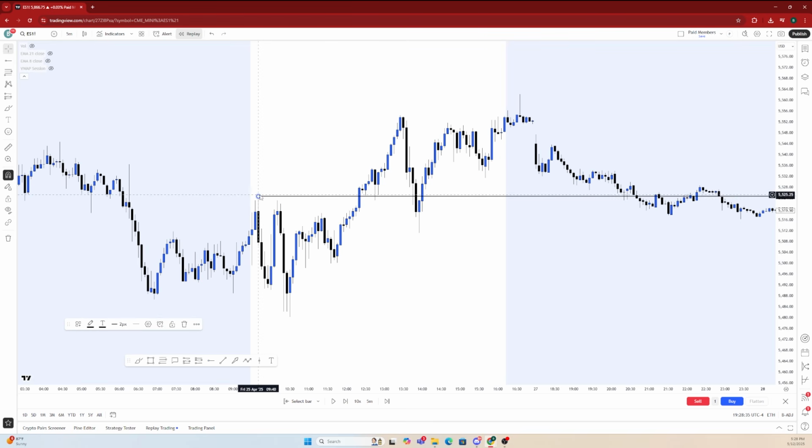Looking at one more example, here's our high of the first 30 minutes. Here's our low of the first 30 minutes. Price never actually broke below this low point right here. It was very quick to reclaim. Never gave any reason to go short.